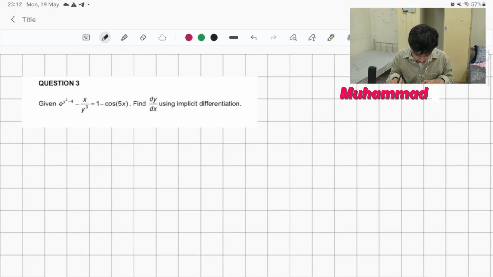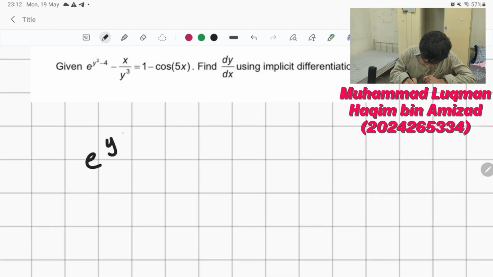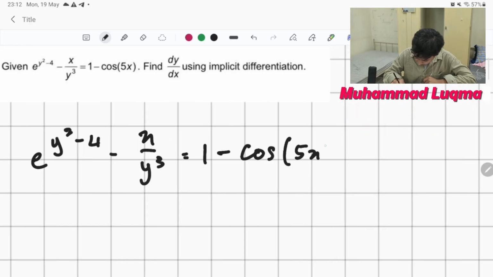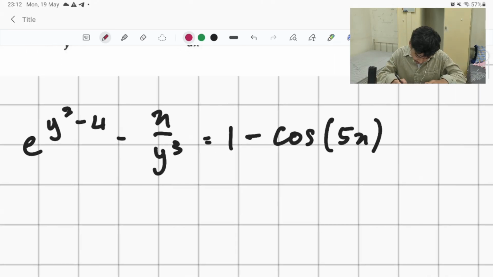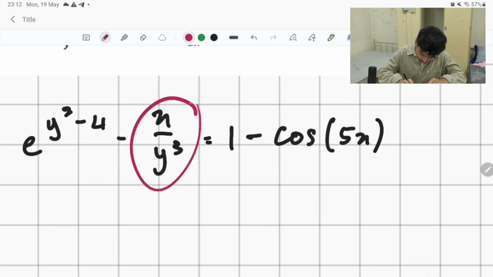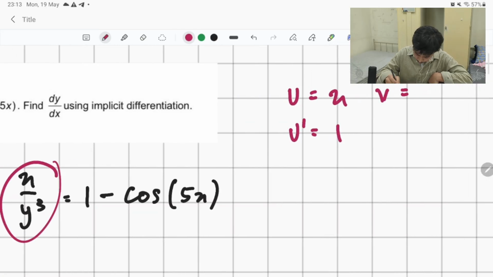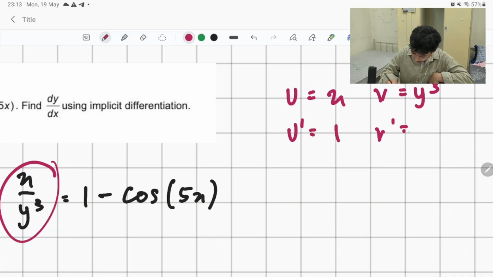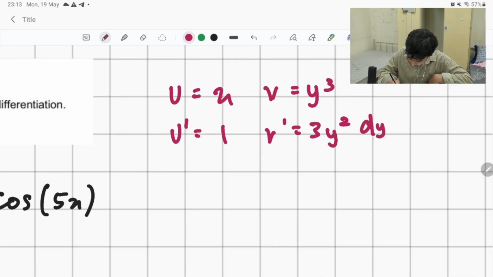Okay, for question 3, given the question is e to the power of y squared minus 4 minus x over y cubed equals 1 minus cos x. First, we need to analyze the question. For this question, we can find that x over y cubed is a quotient, where u is equal to x, u prime is equal to 1, v is equal to y cubed, and v prime is equal to 3y squared, with 3 minus 1 being 2. So we need to put dy over dx.